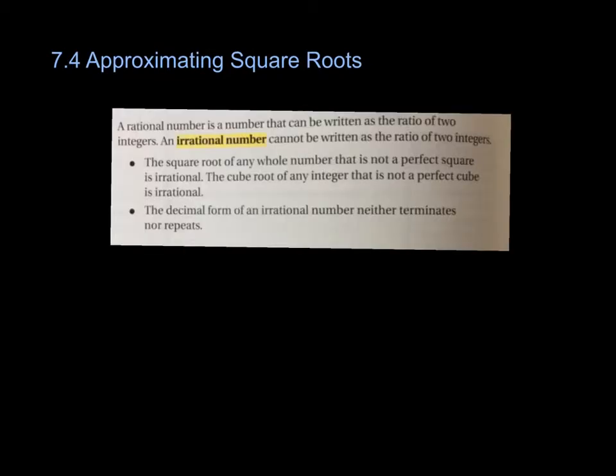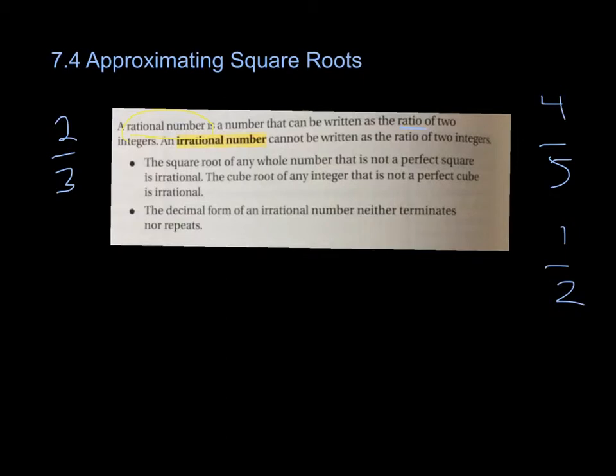To answer that, we are going to talk about real numbers and the different kinds of real numbers and how they're classified. A rational number is a number that can be written as the ratio of two integers. And a ratio here is like a fraction, right? So 2/3, 4/5, 1/2. These are all rational numbers.